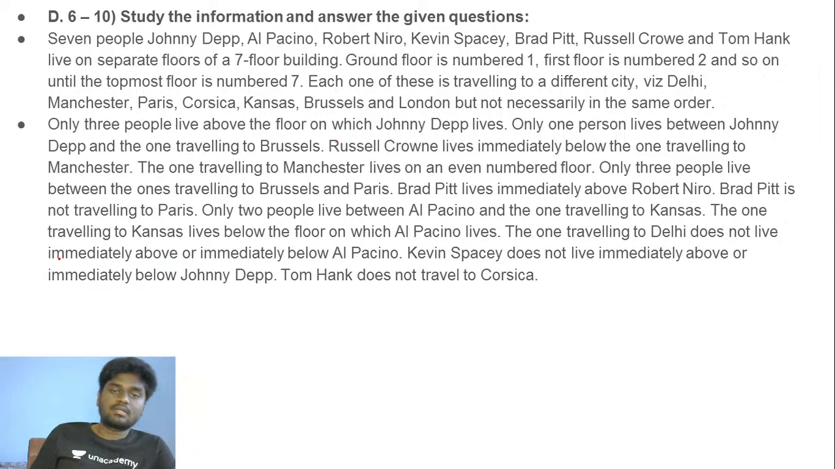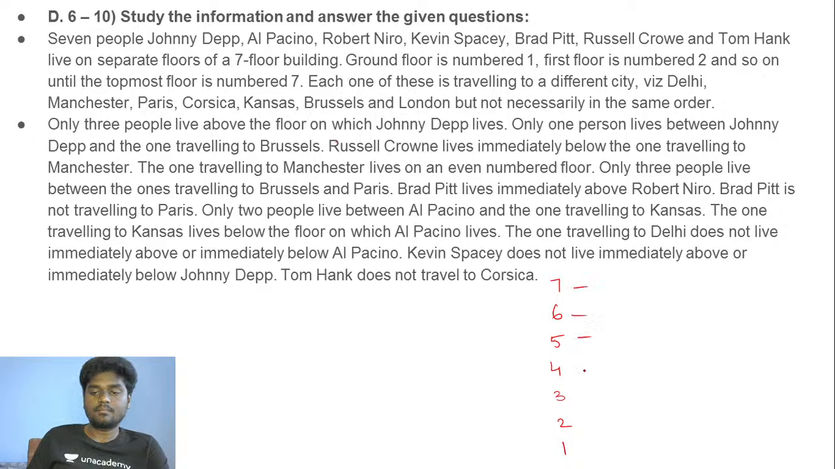Okay, so we'll try to do this. So you have 7 people. Let me just take it up here. The ground floor is 1, 2, 3, 4, 5, 6, and 7, right? So if that is the case, when I straightly go for a clue, this happens to be my direct clue: only 3 people live above the floor on which Johnny Depp lives. So definitely I would say Johnny Depp will be on the 4th floor if I'm not wrong, right? So if Johnny Depp is on the 4th floor, then you will have 3 people above Johnny Depp.